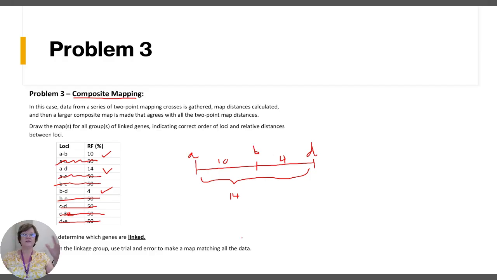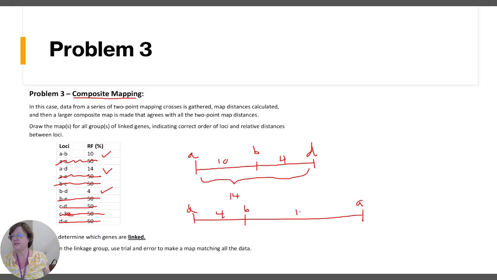You can rotate this around. So if you, for some reason, wanted to, you could put D on the far left and A on the far right, and then just place B. And again, this is not to scale, but put the 4 here and the 10 here, then that's the same exact map. So rotating the map doesn't matter as long as you keep the relative distances in the right place. But all the genes that show a 50 recombination frequency, that's not useful information.